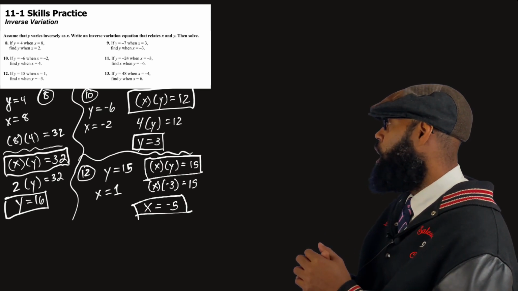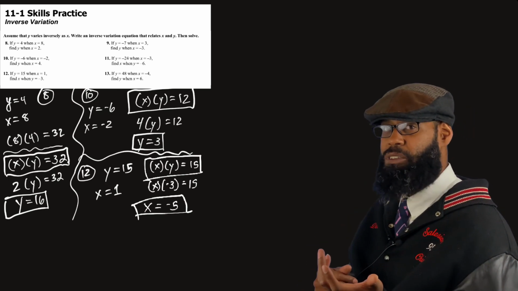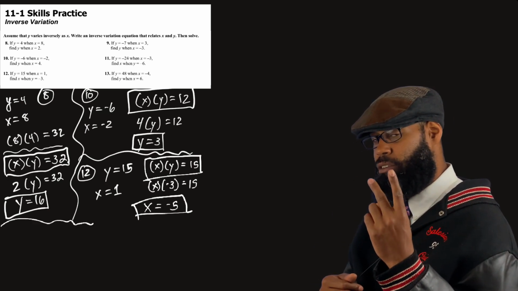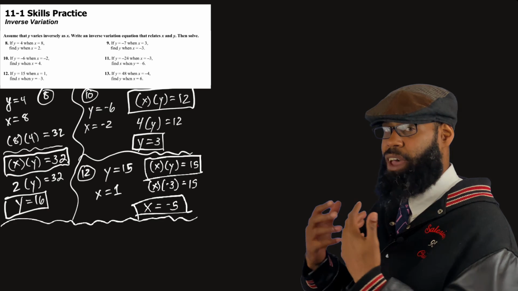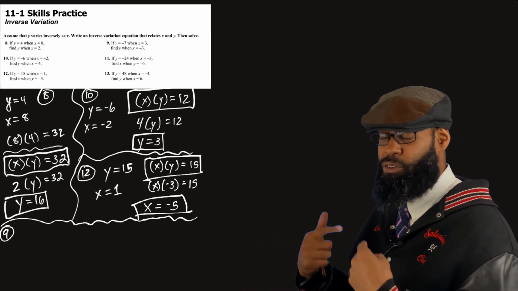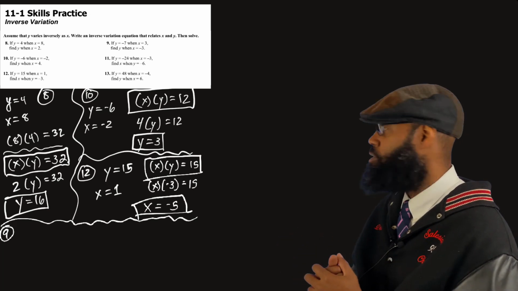So again, understanding your concept of what is happening. I have an x and a y. Those two values are getting multiplied. Once I have that, now I can use that information to go back and get other points, other values for x and y that make this equation true.